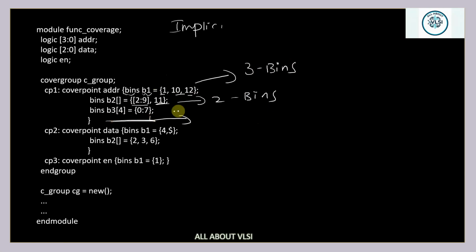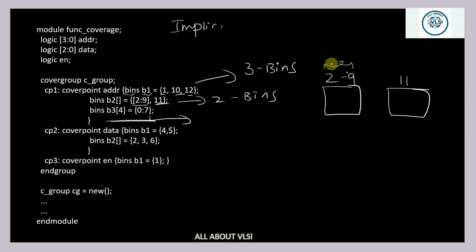So, what is going to happen here? We are going to have one bin dedicated to the values 2 to 9 and one bin created for 11. If the value 11 occurs, whenever the test case is written such that the value 11 is given, then this particular bin will be hit. Or else, if any value between 2 to 9 is given, this particular bin will be hit.